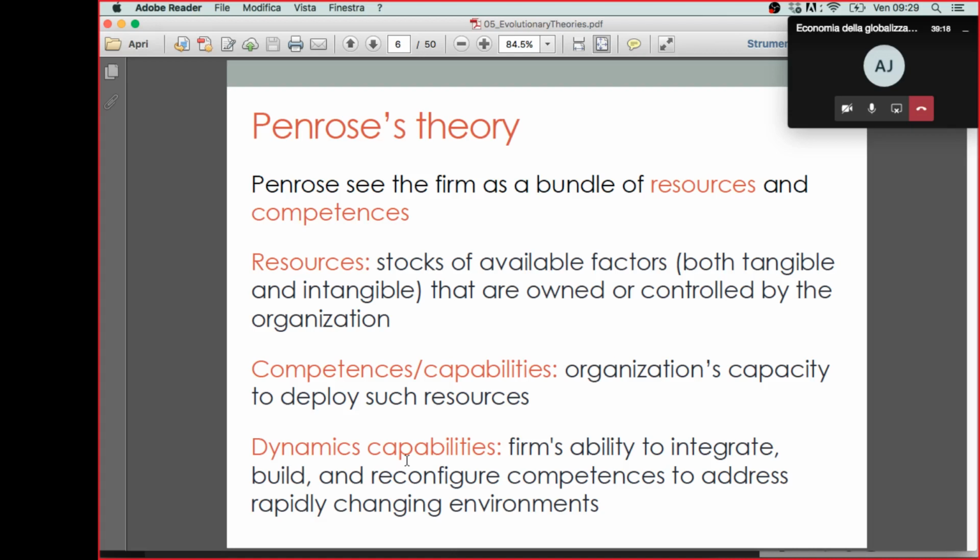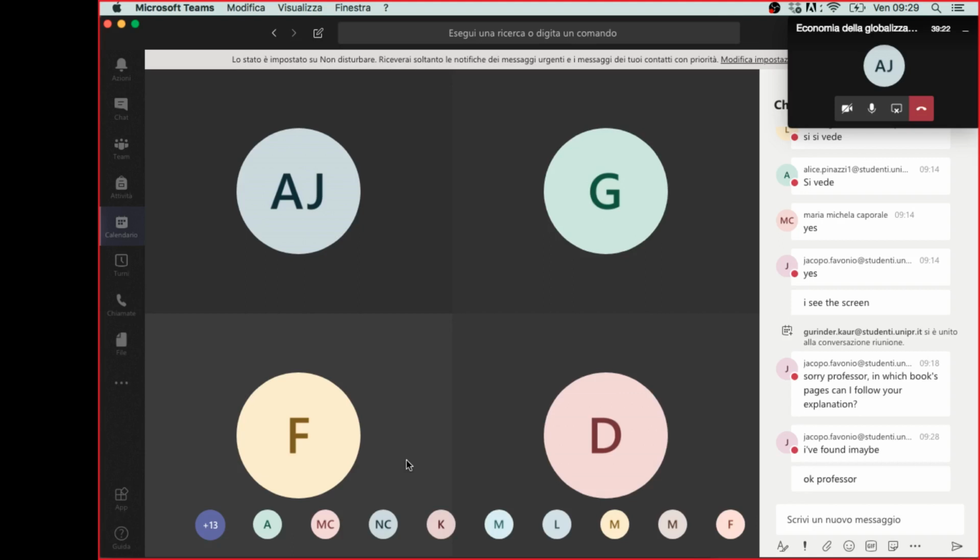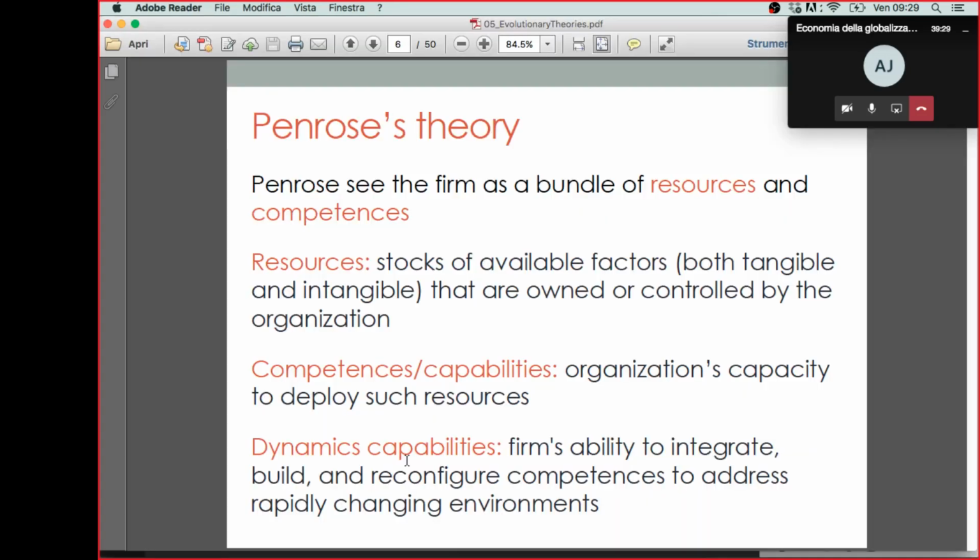If it is clear what I was saying about the existence of within-industry heterogeneity, what is Penrose's approach? So Penrose basically sees the firm, as I was saying, as a bundle of two things: resources and competences. Resources are defined as the stocks of available factors, which can be both tangible and intangible, that are owned and controlled by the organization.